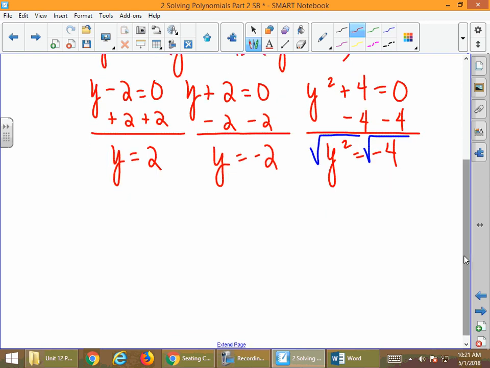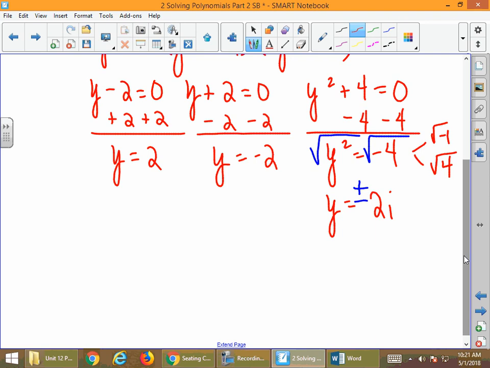We end up with y equals, well, this is the square root of negative 1 times the square root of 4. And the square root of negative 1 is i. The square root of 4 is 2. So 2i. But because we took the square root, we need to take into account that it could be positive or it could be negative. Positive times positive is positive, but negative times negative is still positive. So those are our 4 roots.